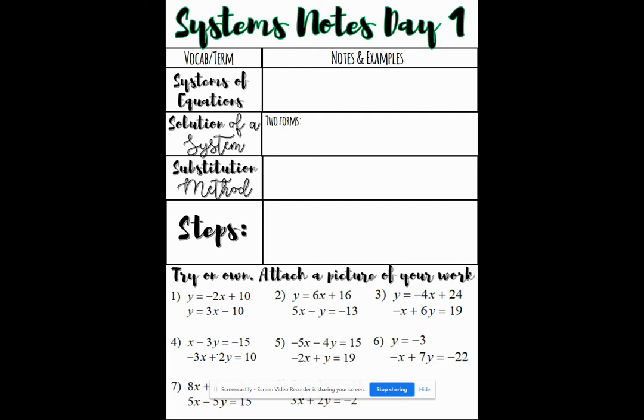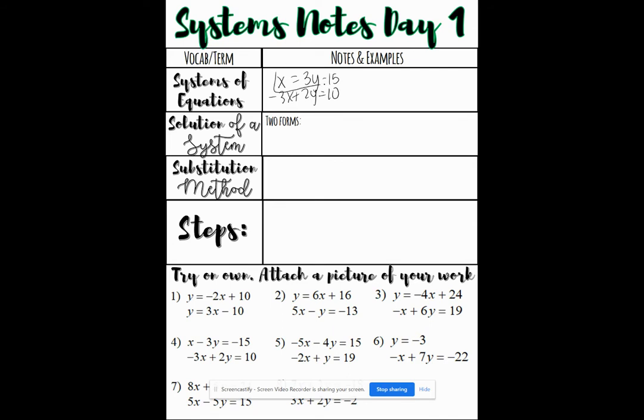So our first one's number 4. Number 4, if we look, all our variables are the same. So we have the x's, we have the y's, we're good to go. So now let's look at the coefficients. -3, -3, 2, they all have coefficients, but the x has our 1. So we're going to want to get that alone. So instead of x minus 3y equals -15, I'm going to have x equals 3y minus 15. And the other one remains -3x plus 2y equals 10.